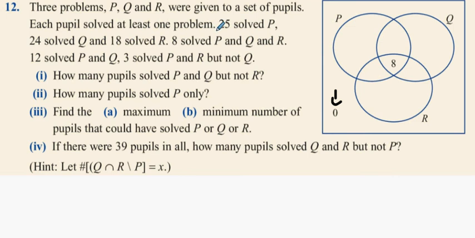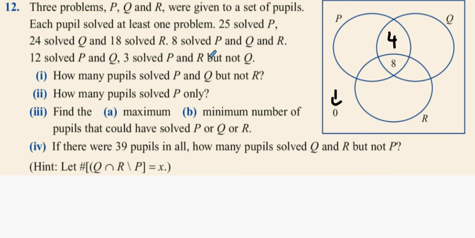Okay. 25 solved P. 24 solved Q. 18 solved R. 8 solved P and Q and R. That's why there's an 8 in the middle. 12 solved P and Q. So what does that mean? P and Q should add up to 12. So what does that mean? 4. Excellent.